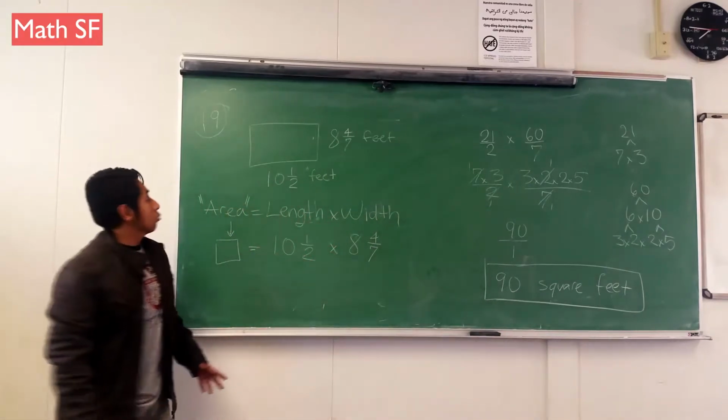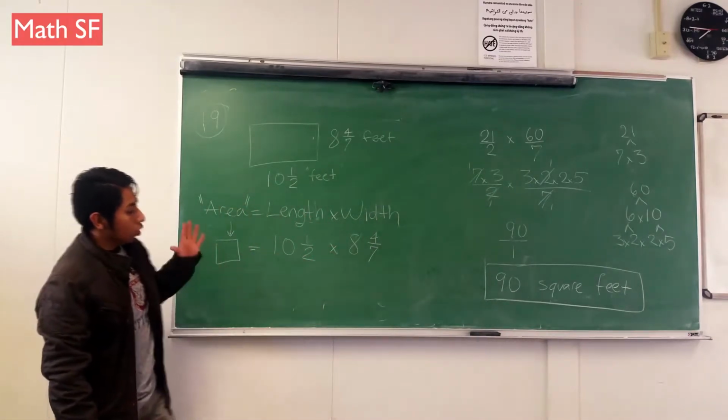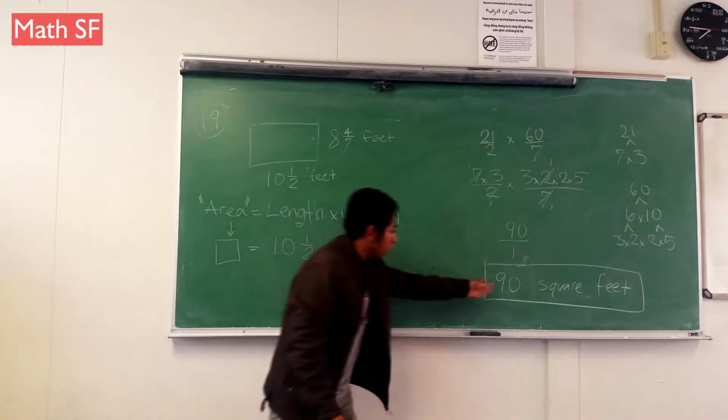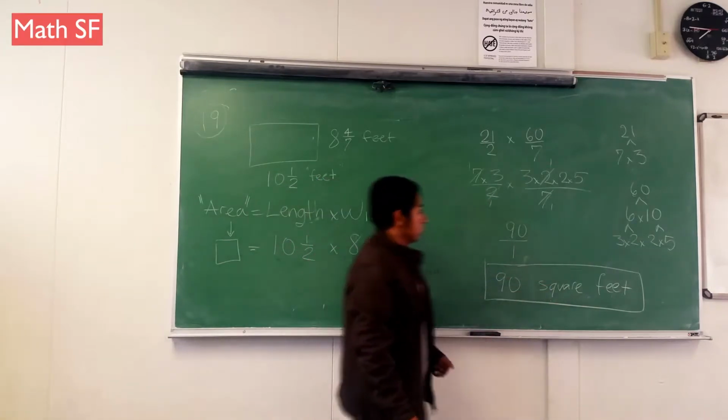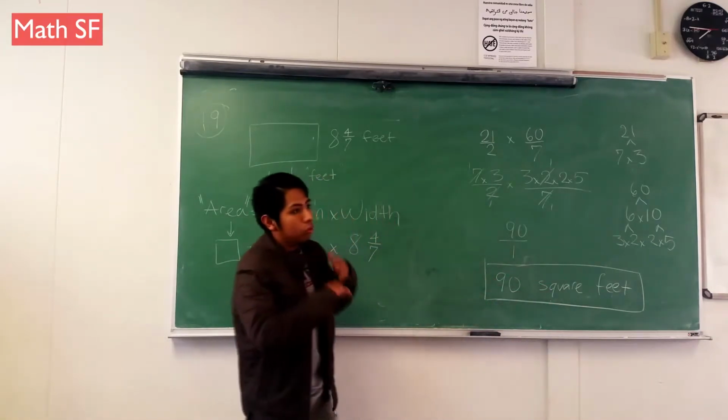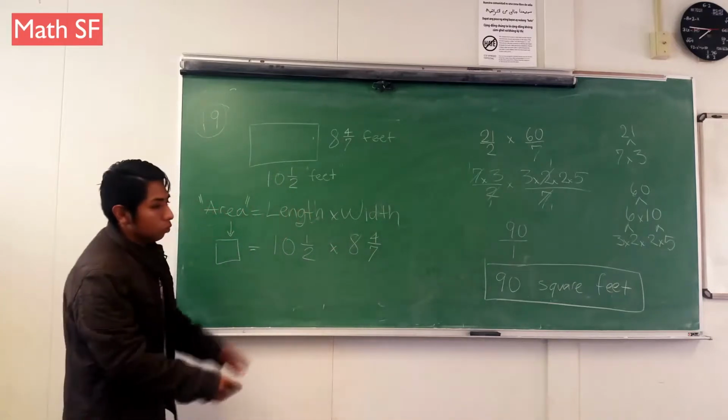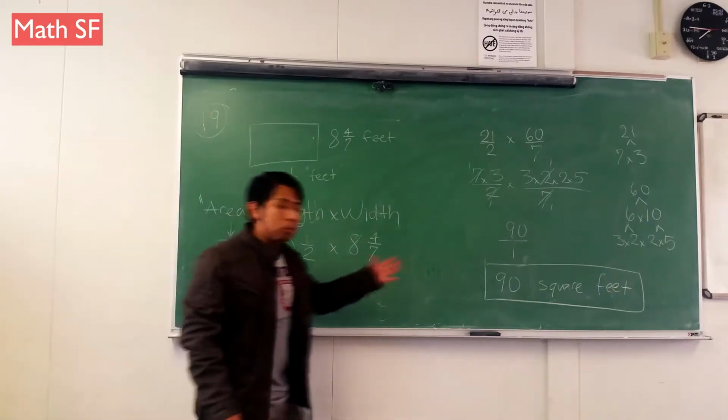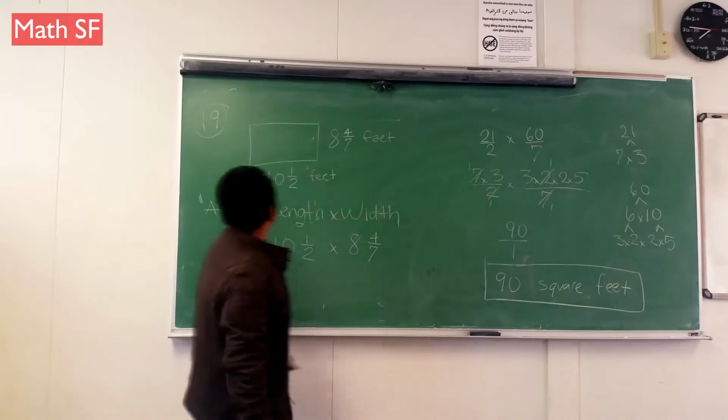That should be your final answer for problem 19. You're going to be required to give the numeric answer and its unit. If you only give 90, then you will have the wrong answer. We will not give you full credit for that. So make sure you put 90 square feet.